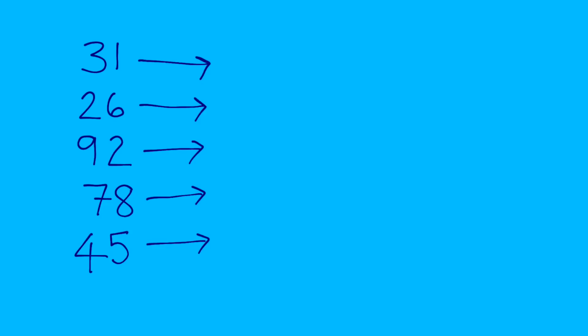So 31 rounded to the nearest 10 is 30. 26 rounded to the nearest 10 is 30. 92 rounded to the nearest 10 is 90. 78 rounded to the nearest 10 is 80. And 45 rounded to the nearest 10 is 50. The number 5 is the one that always gets people confused because it's right in the middle, but the 5 you always round up. Well, what about if I wanted to round a larger number to the nearest 10?